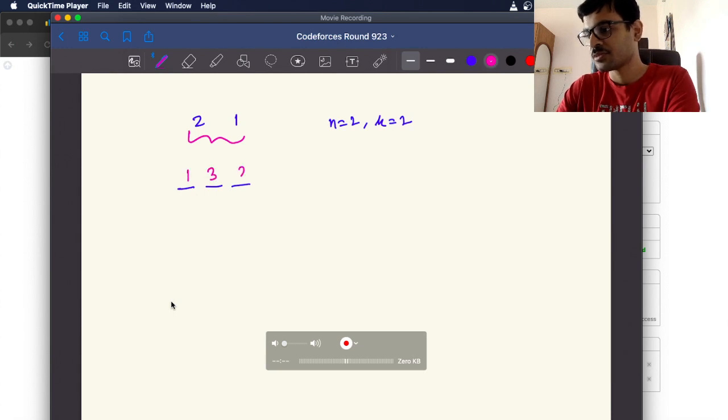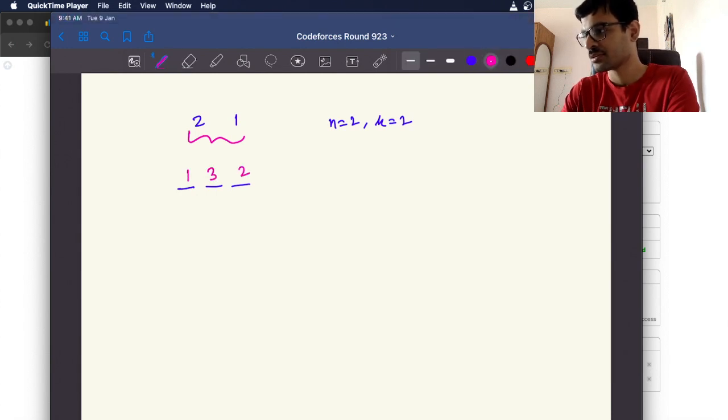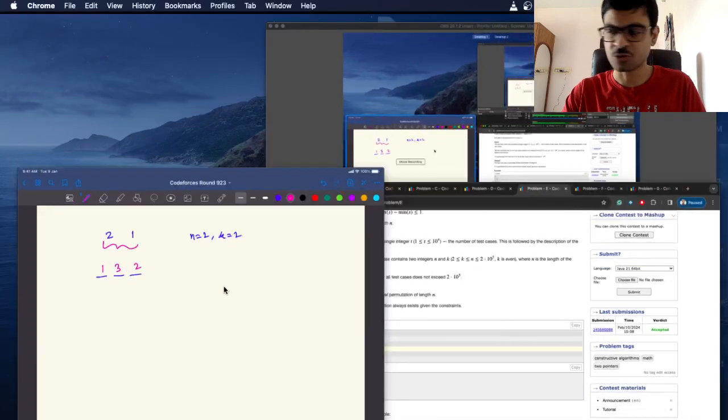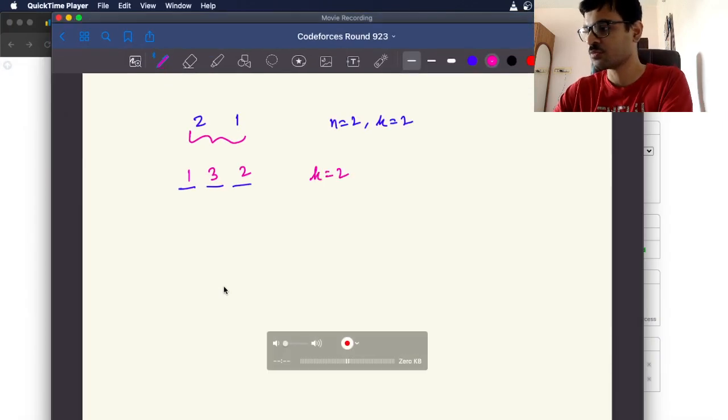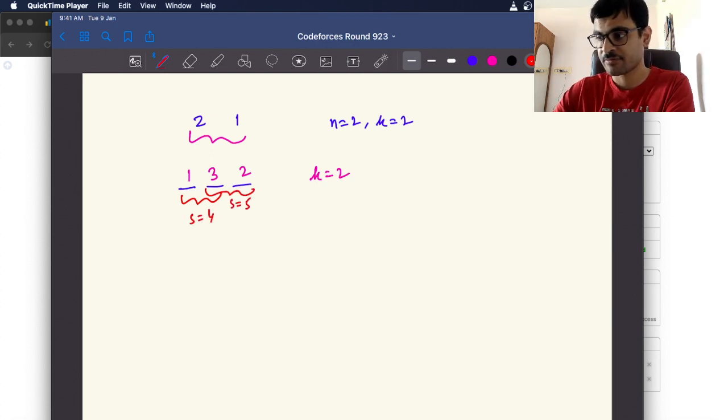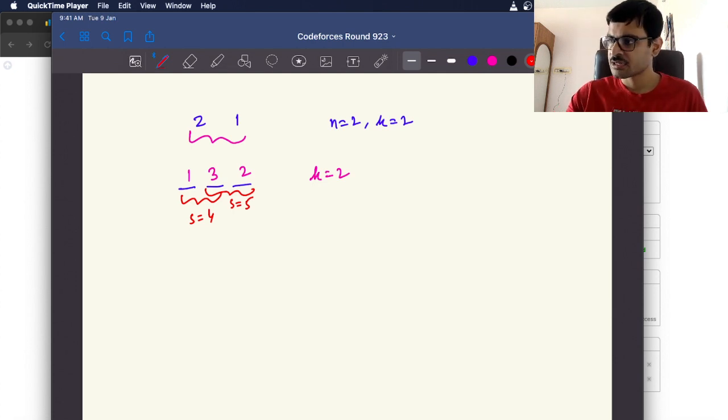1 3 2. Now how many subarrays of length 2 are there, where k is equal to 2? You have this one and you have this one. Here the sum is equal to 4, here the sum is equal to 5. So yeah, this is correct. You could have also done it differently. You could have said, I want 2 3 1. Here also it's the same thing. The sum here is 5, the sum here is 4, so the difference is 1.